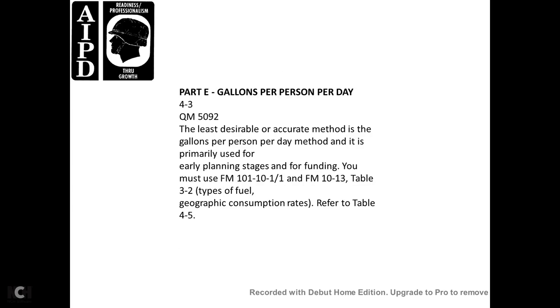This is the least desirable and least accurate method. The gallons per person per day method is primarily used for early planning, followed by the most used references: Field Manual 101-10-1 and 1, Field Manual 10-13, table 3-2, and refer to table 4-5.